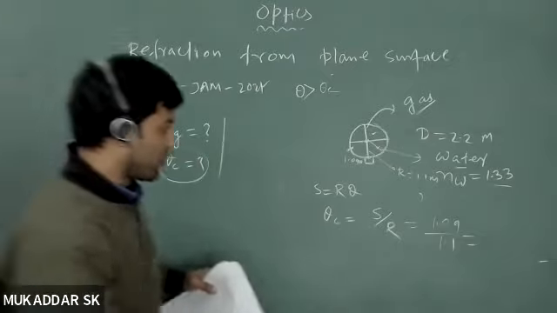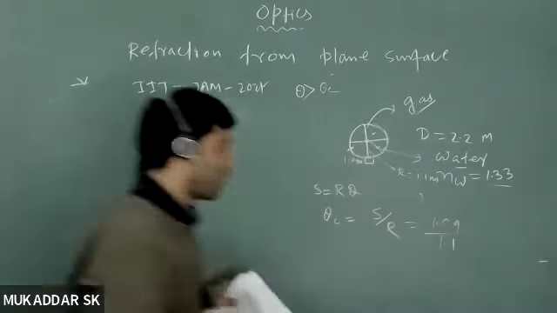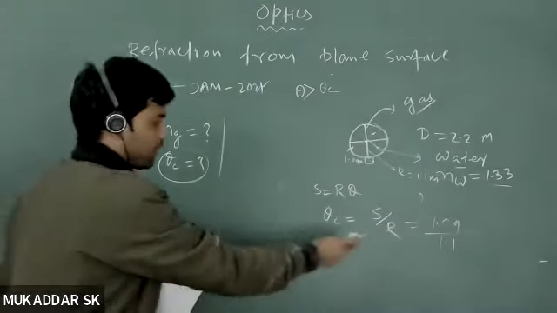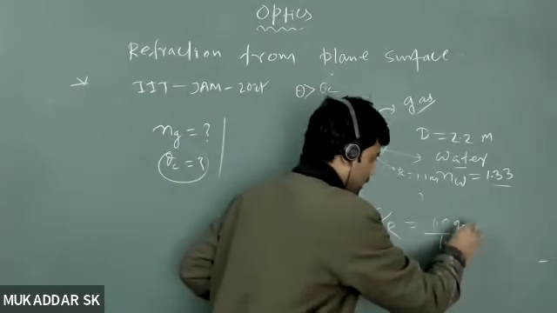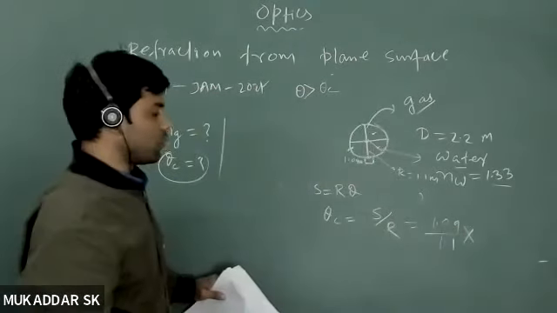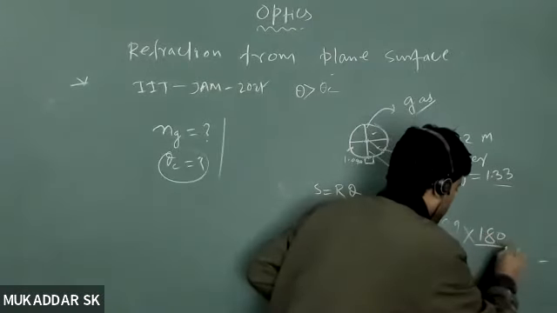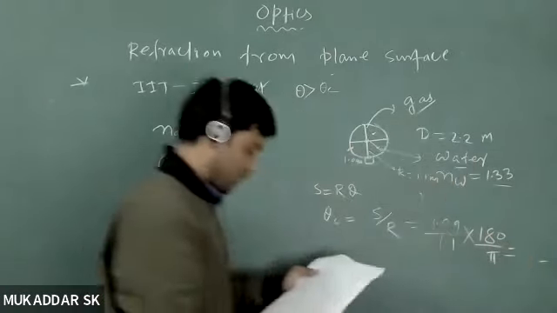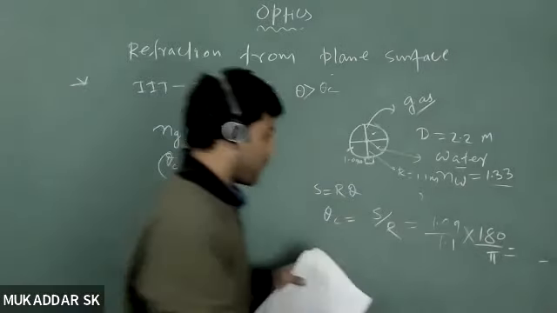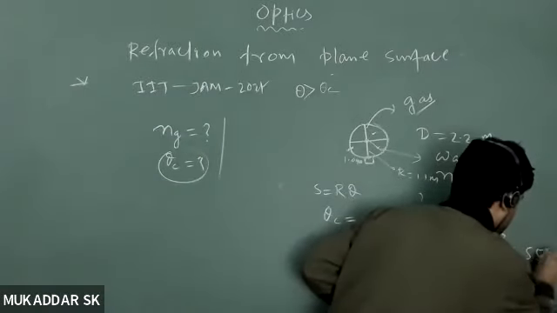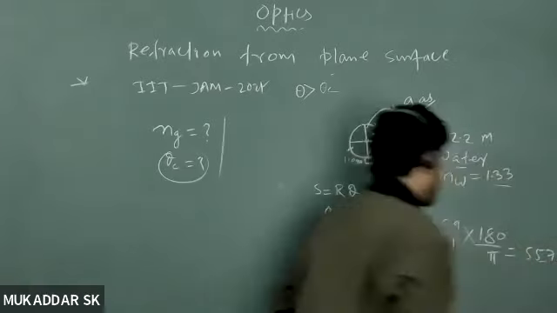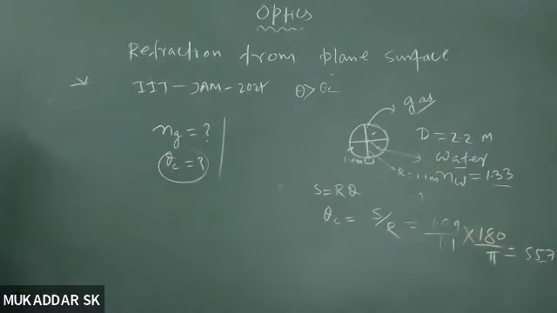So theta c will come in radians. To convert it into degrees, what you have to do? You have to multiply by 180 by pi. Okay. So if you do it, basically you will get 55.77. ठीक है ना? So now you got theta c.